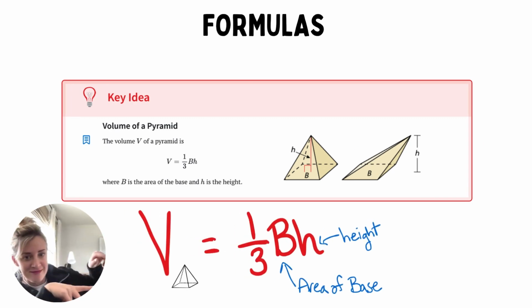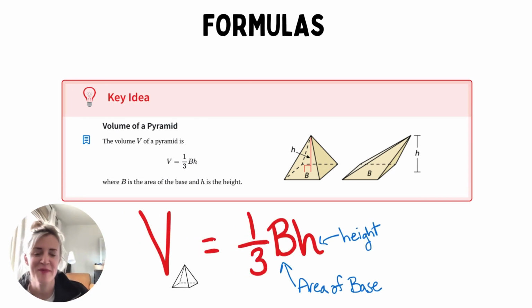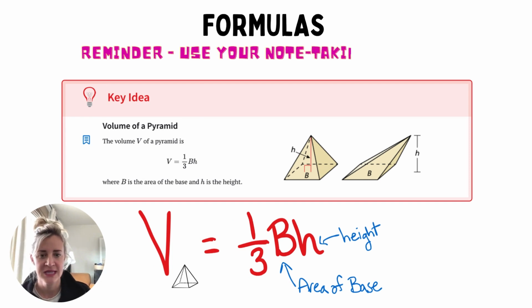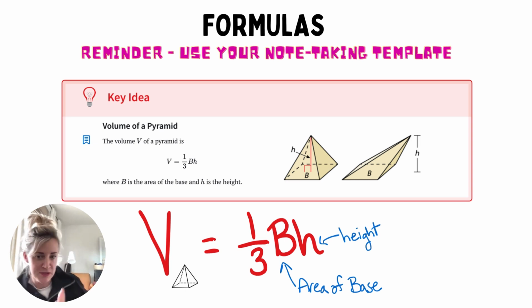Formula people, here for you. Volume of a pyramid: volume equals 1/3 big B times H. Big B stands for area of the base. It doesn't matter if it's pushed over or not, it's still going to be the same.